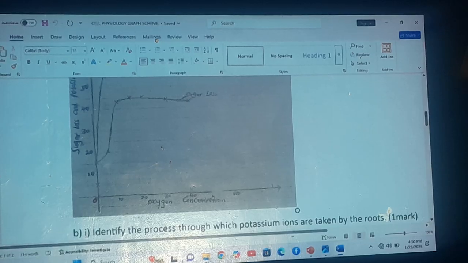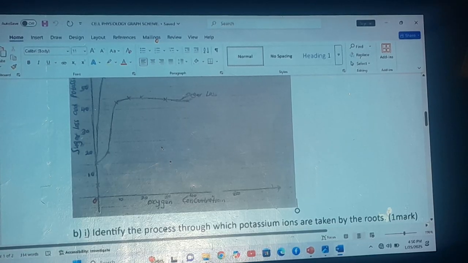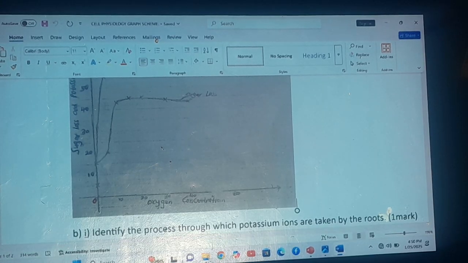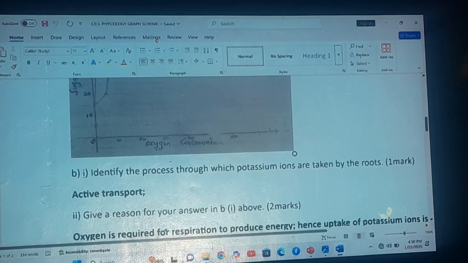Our first question: identify the process through which potassium ions are taken up by the roots. This is a factor of active transport, and there should be an energy requirement. So it should be active transport. That is number one. Active what? Transport. That is our answer.